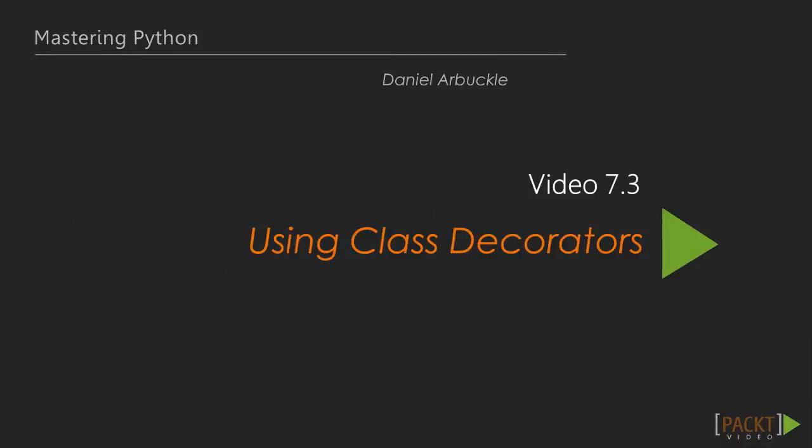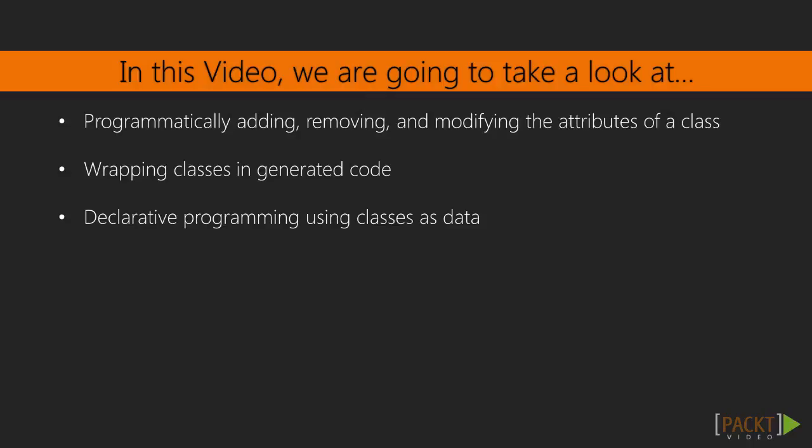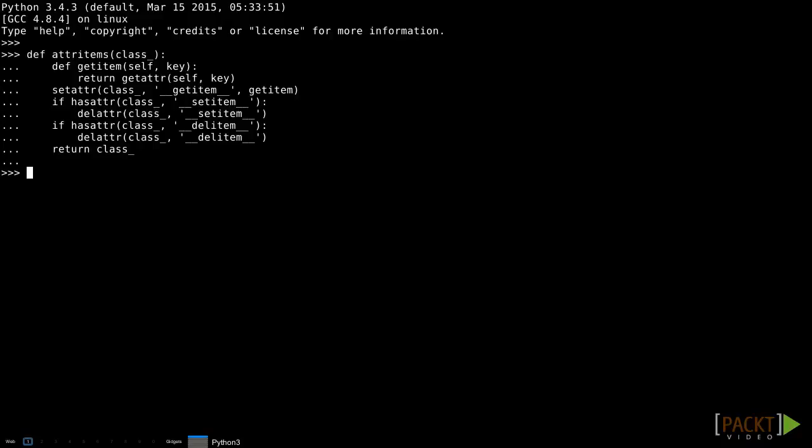7.3 Using class decorators. We're going to see how to use class decorators to programmatically add, remove, and modify the attributes of a class, wrap a class in generated code, or even use the class as structured input data for declarative programming. Class decorators work in the same basic way that function decorators do. A class decorator receives a class as its only parameter, and whatever it returns replaces that class.